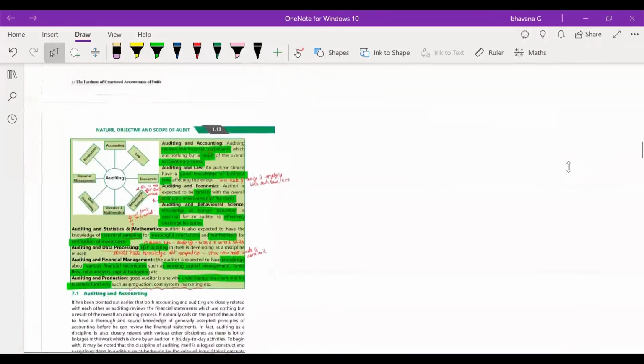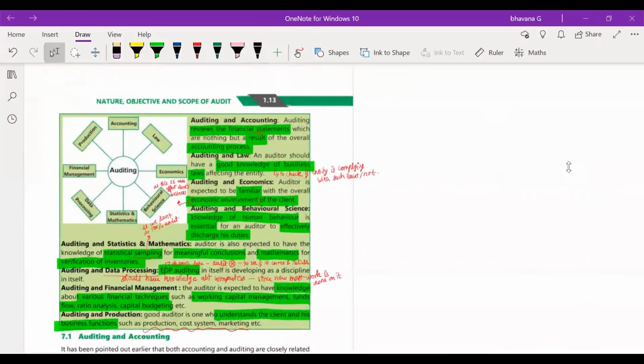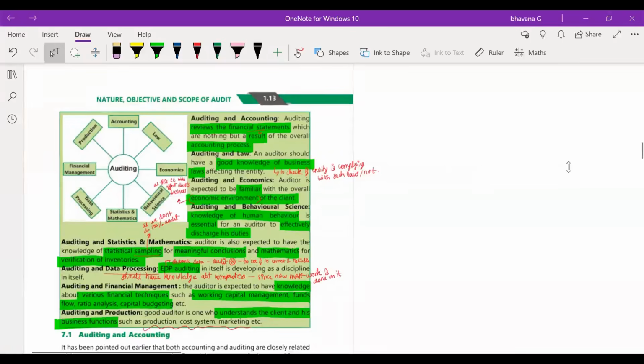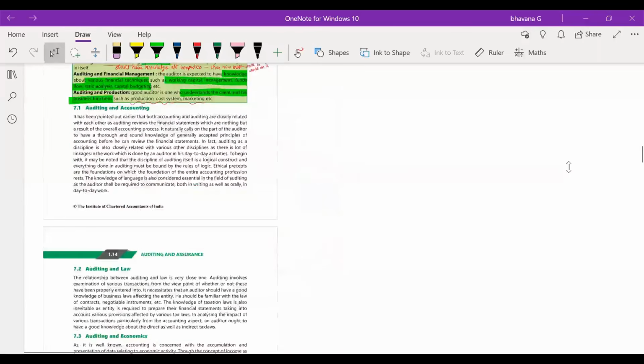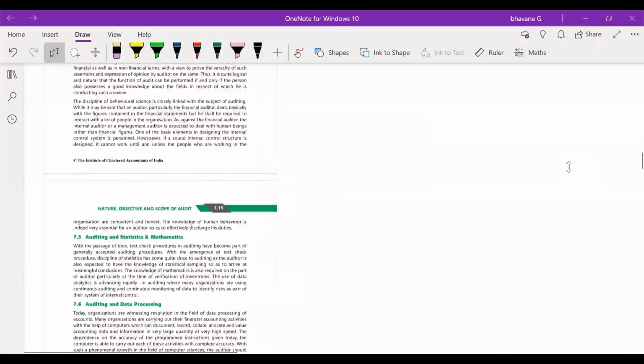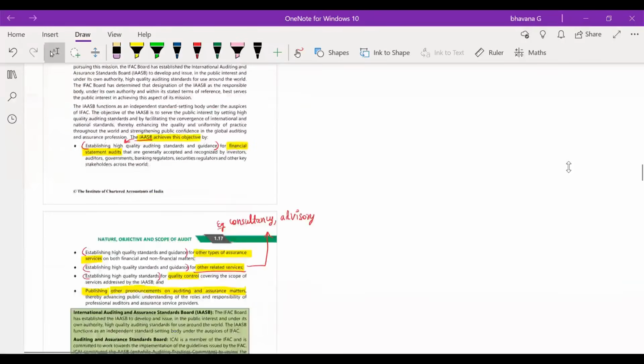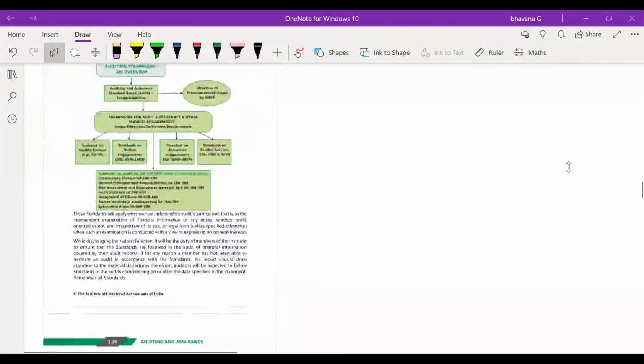Also, this is one topic: how auditing and other subjects are related to each other, how auditing and accounting are related, how auditing and law are related. In the last, if I have time, I will teach you this topic. Or else you can give it a read by yourself. This box also, in the last, if I have time, I'll teach you.